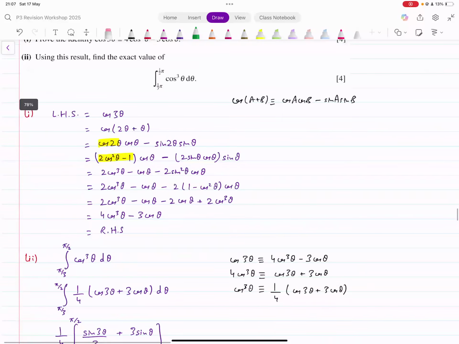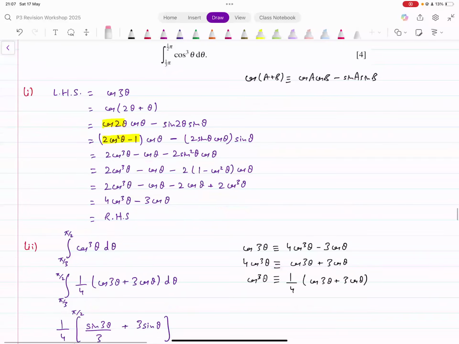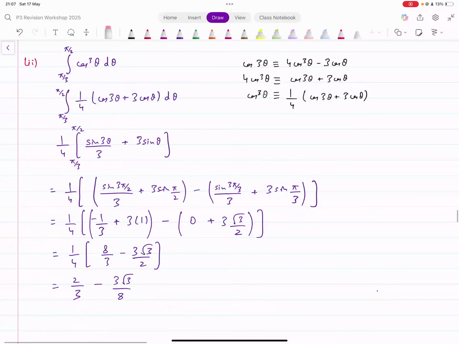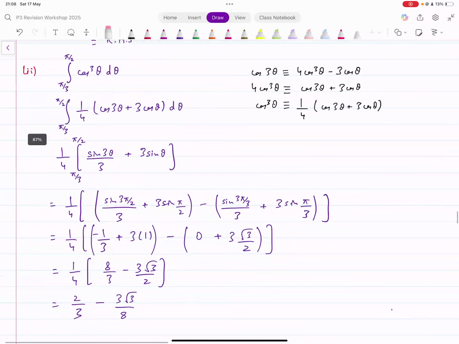So you proved this, cos 3 theta is identical to this. Make cos cube theta the subject. That gives you this. And replace that expression with that. So a lot of times what happens is they make you prove something in the first part, and then you have to use that in the next part. So when you replace it with this integration becomes quite straightforward. After that, integrate it, input limits, and you get the result.